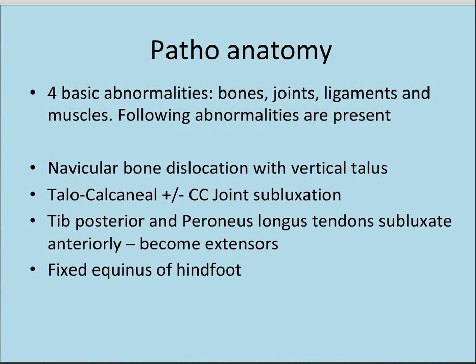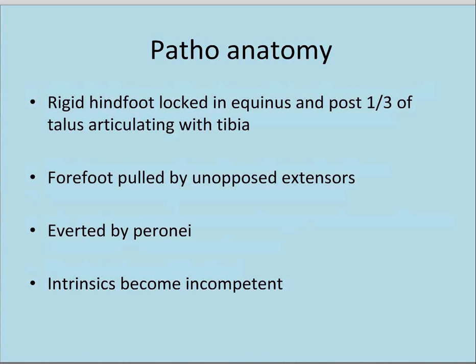So I mentioned earlier the navicular bone dislocates because the talus becomes vertical. The talocalcaneal and CC joint can subluxate. Tib post and peroneus longus, or the peronei, can subluxate anteriorly and essentially become forefoot extensors. And then the intrinsic muscles. So what it means is the hindfoot becomes rigid and the posterior third of the talus essentially articulates with the tibia. The forefoot becomes pulled by the unopposed extensors, and the foot becomes everted by the peronei.